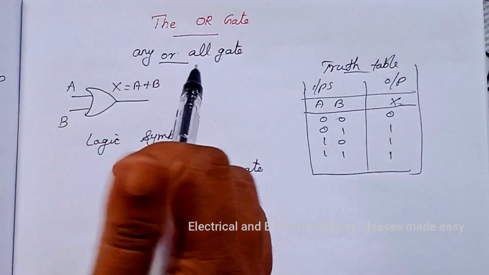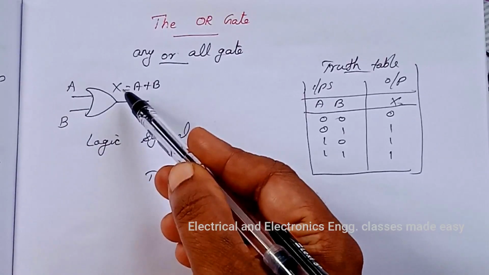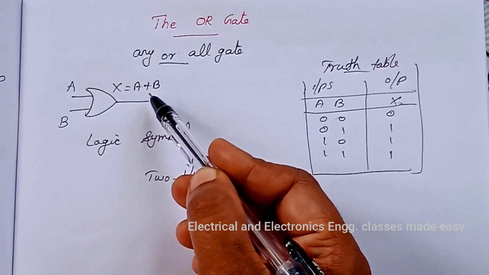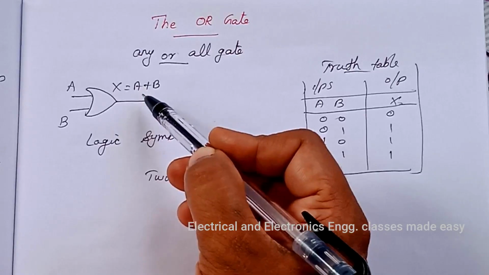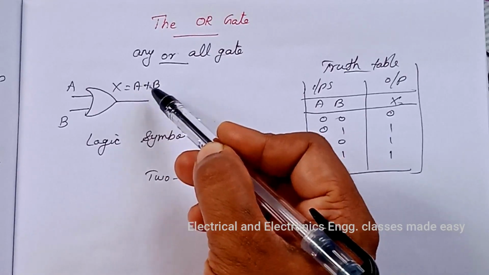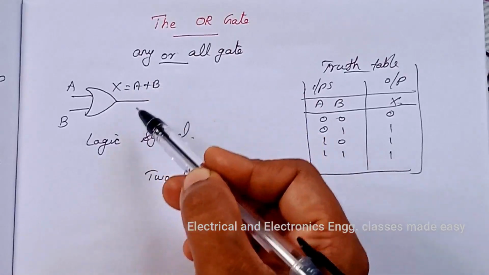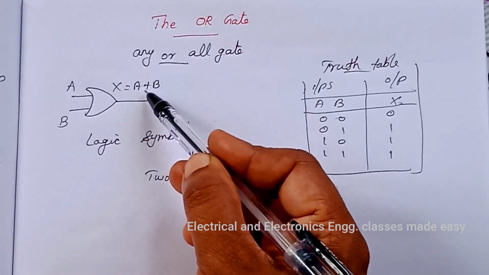And here the inputs are represented as A and B and the output is X equal to A plus B. It can be read as A plus B or A or B. That is, X is equal to A plus B, or we can read it as X is equal to A or B.